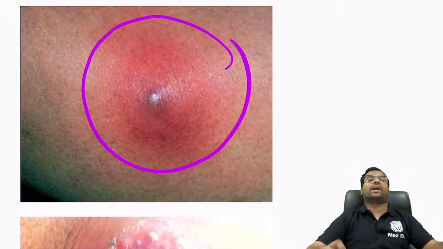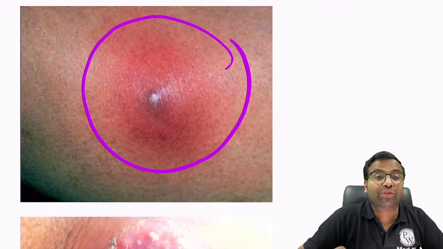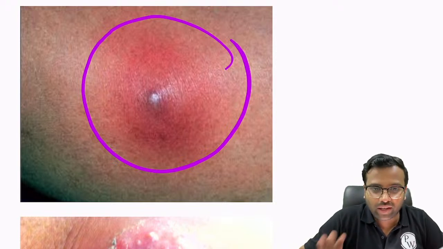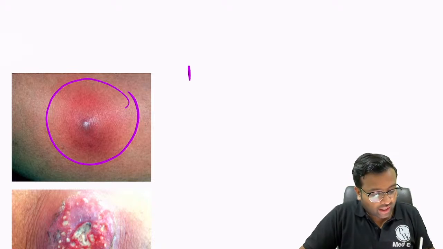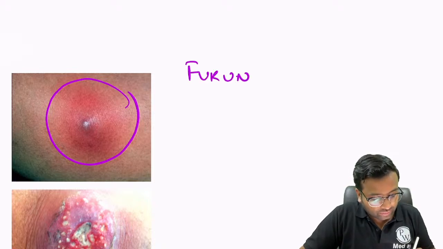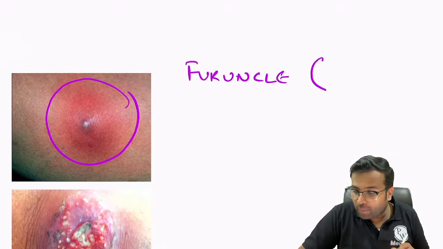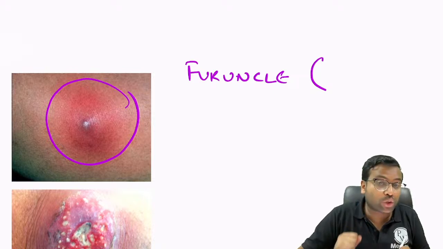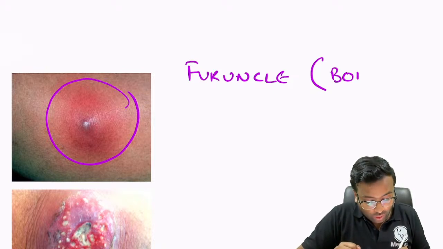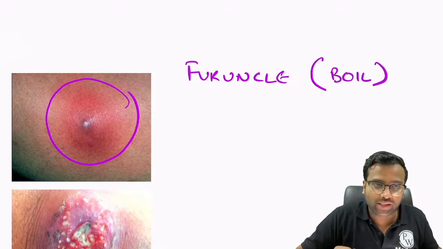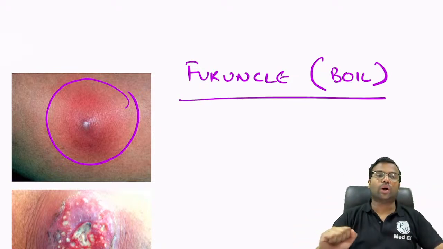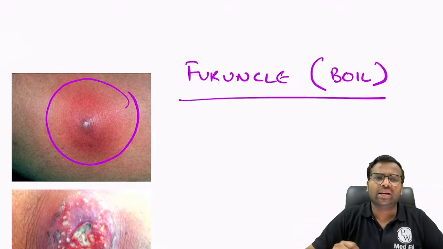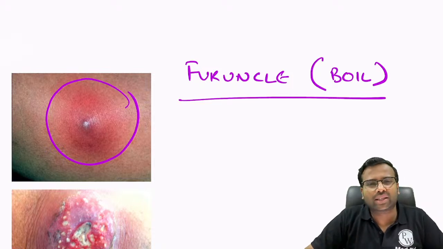Shiv says that this is what we call a furuncle. Does everyone agree with him? So this one should be called a furuncle. And the common name of which, yes, Himanshu is also right. This one we commonly call a boil as well, isn't it? So furuncle or boil. The moment you see this, you are able to understand that yes, this is a furuncle, or we call it a boil.